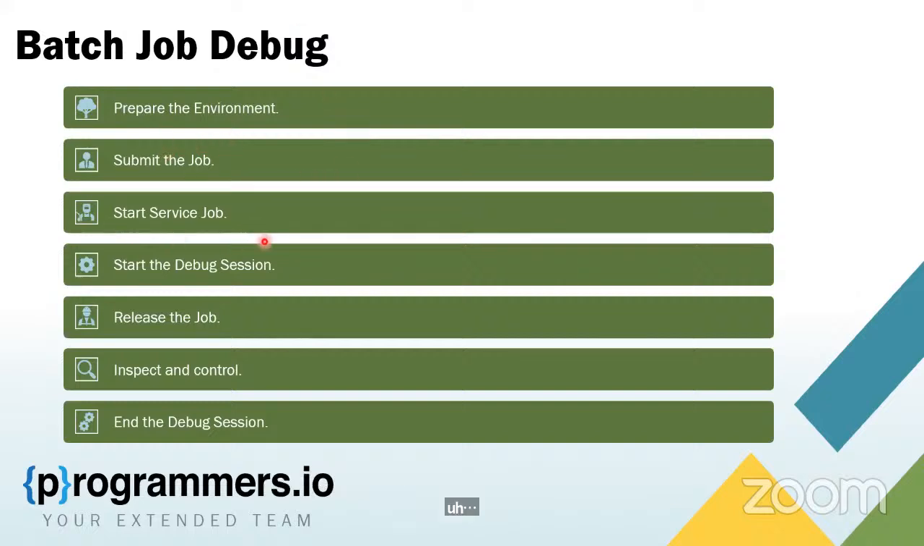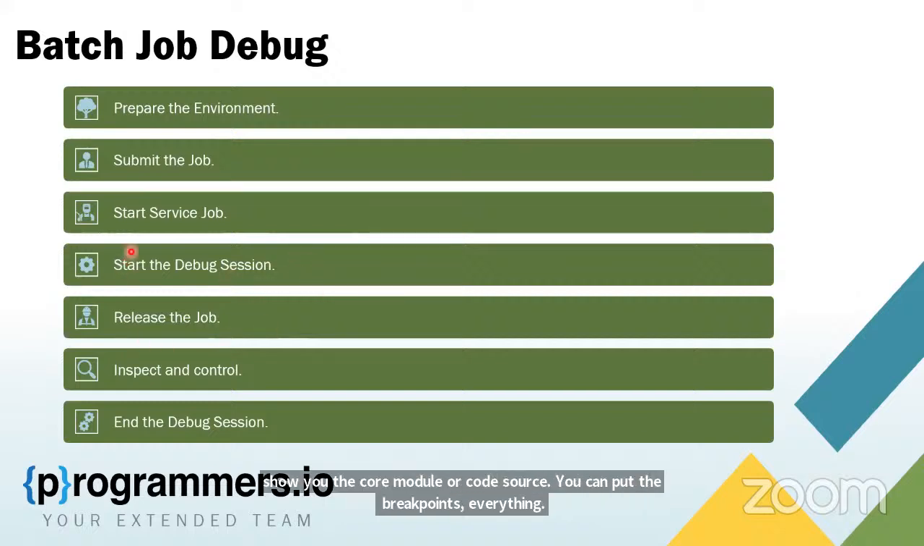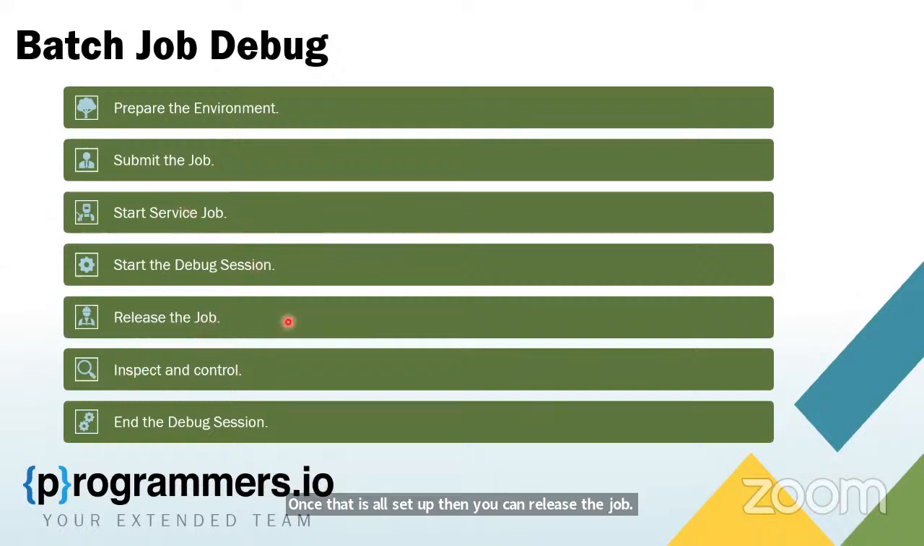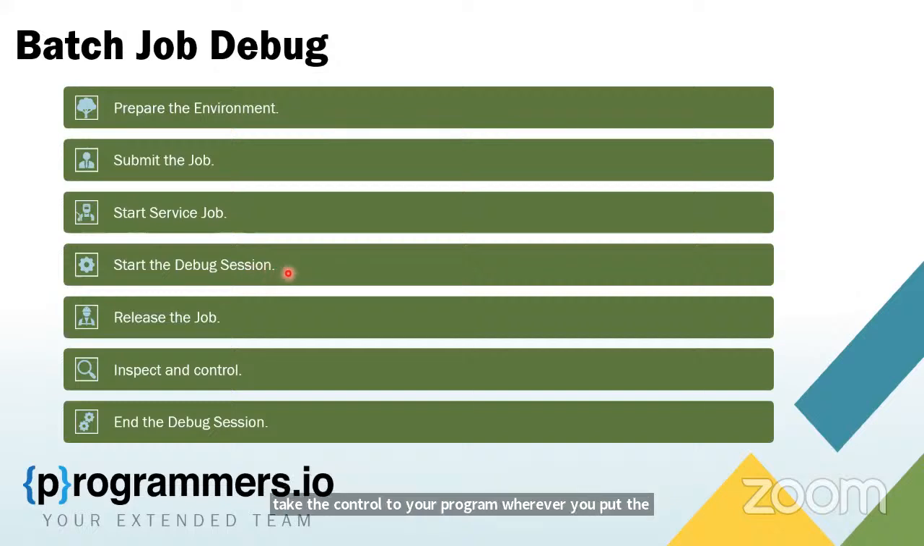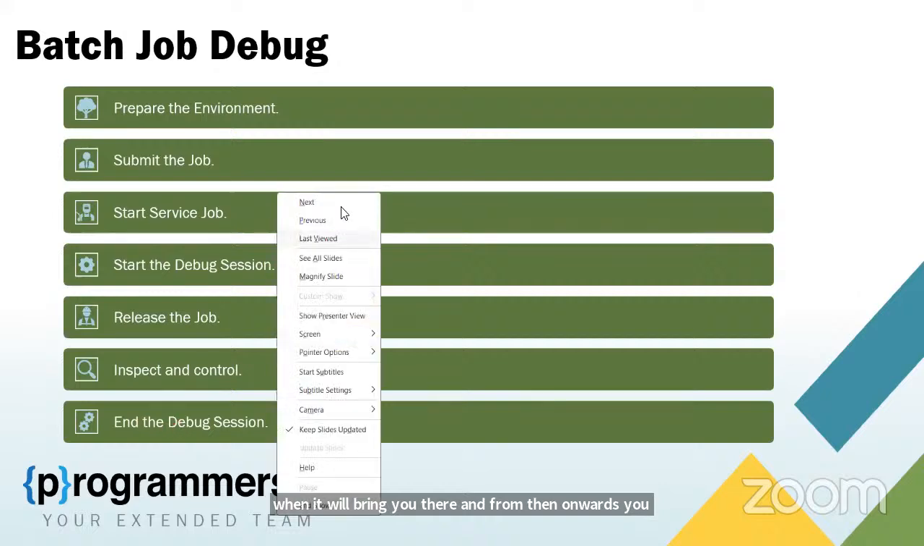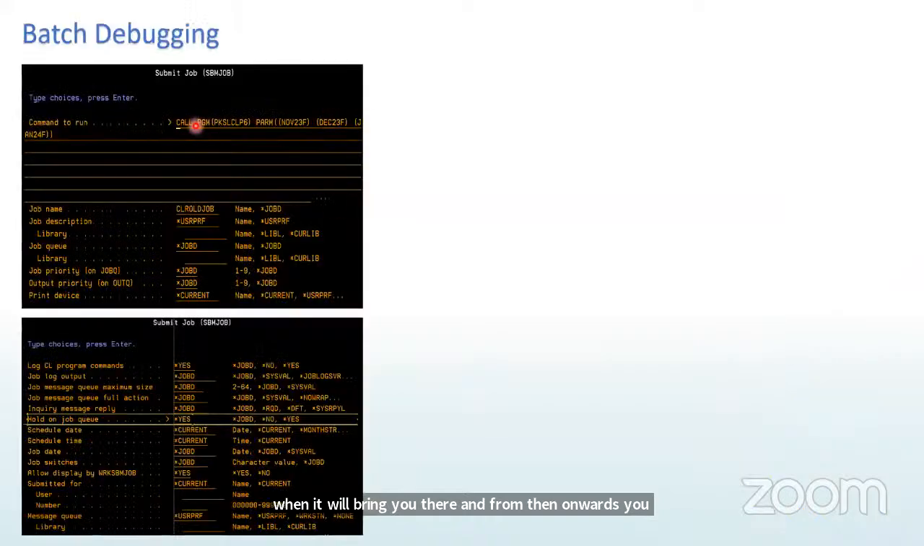So you start a service job, then start the debug session, and once the debug session is there, it will show you the module or source code. You can put the breakpoints, everything. Once that is all set up, then you can release the job. When you release the job, the service job will take control to your program wherever you have put the breakpoint. It will bring you there, and from then onwards you can do the debug.